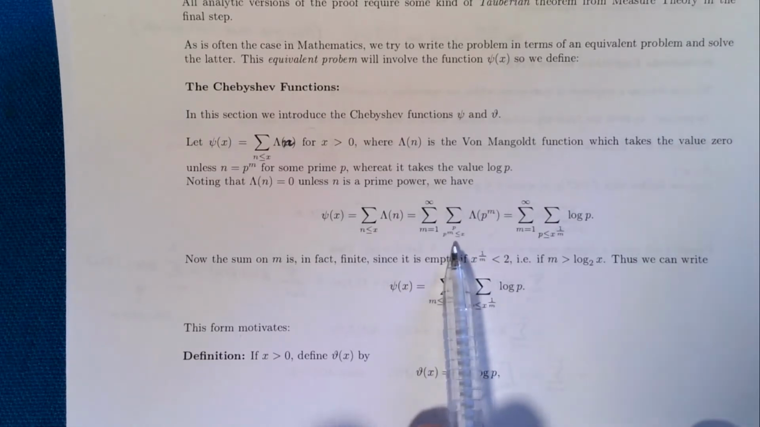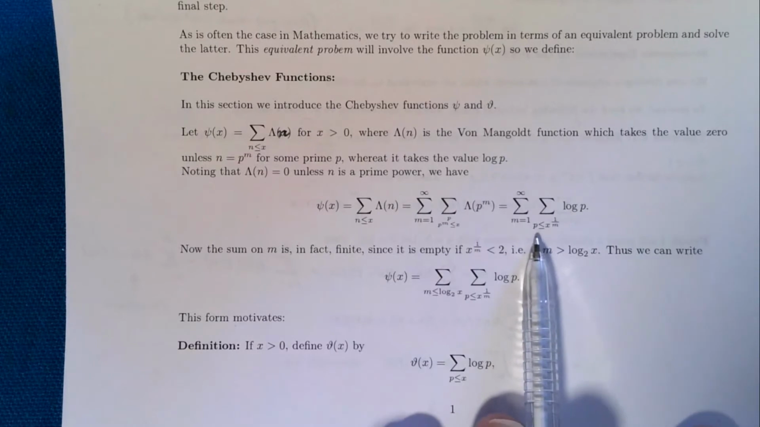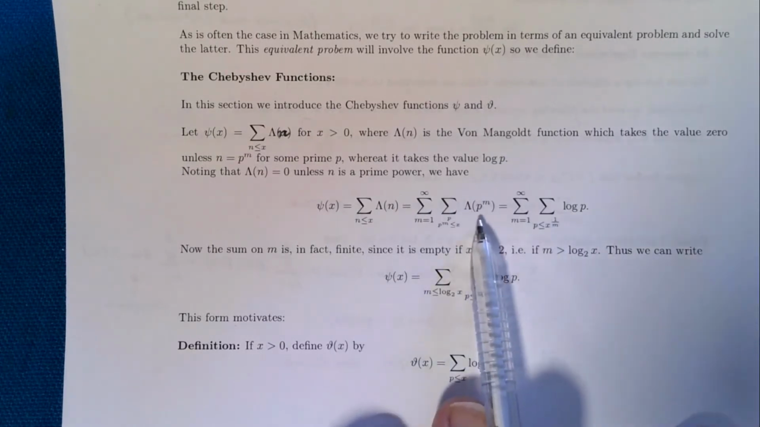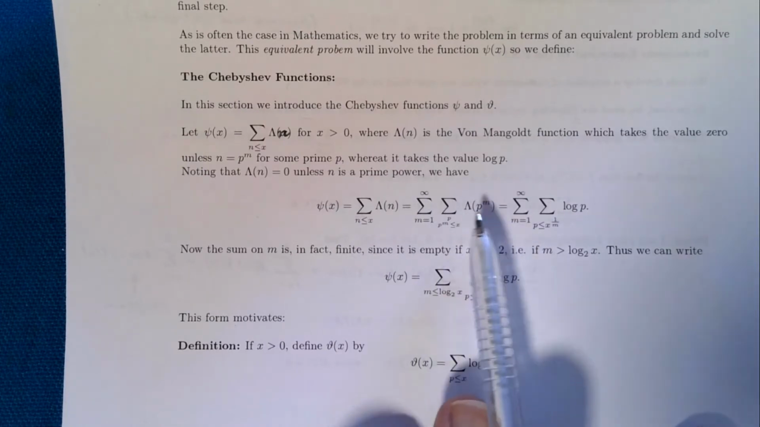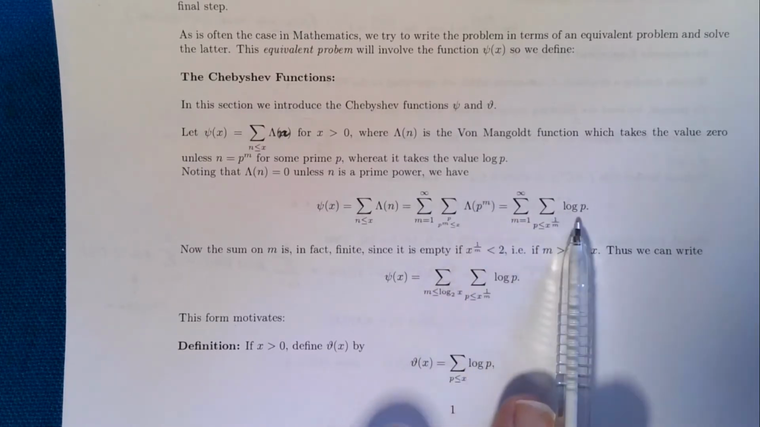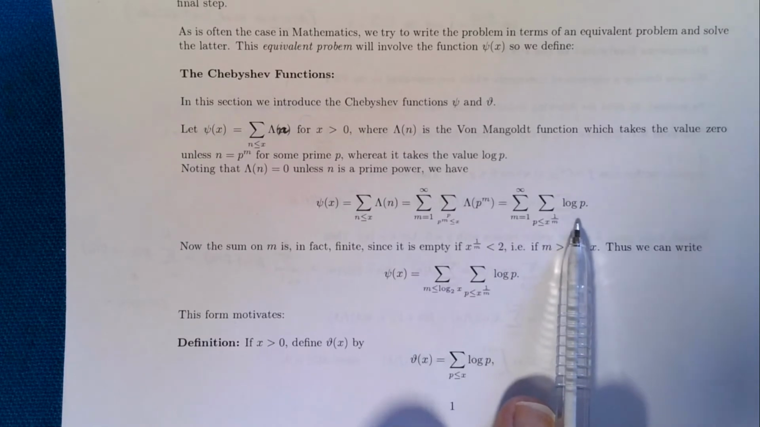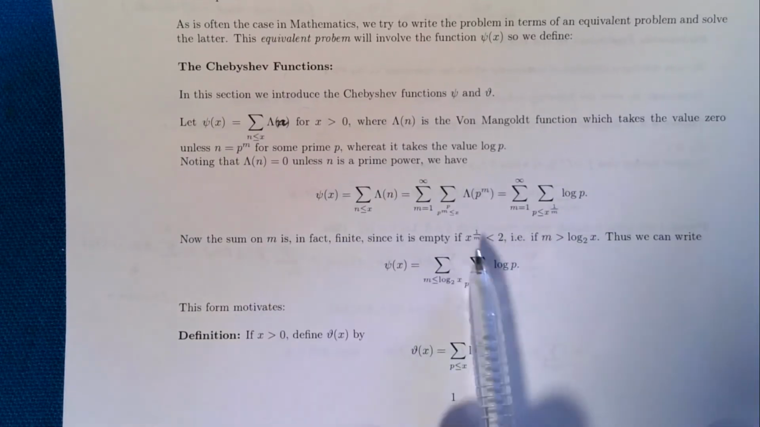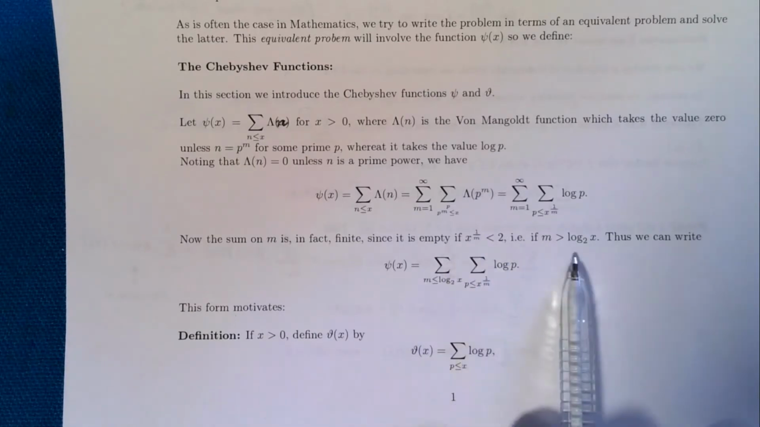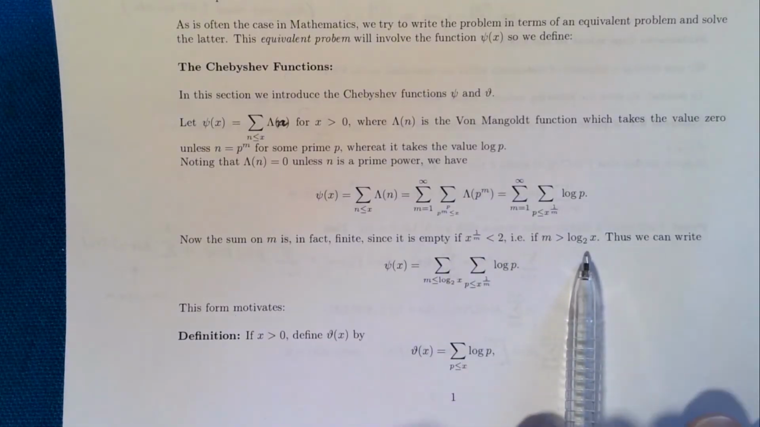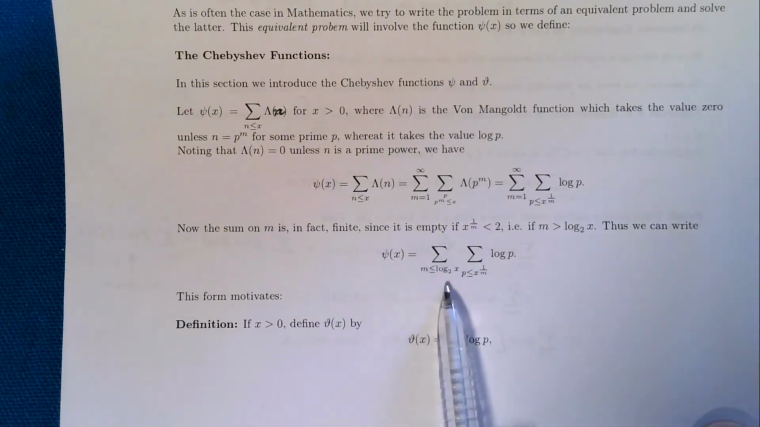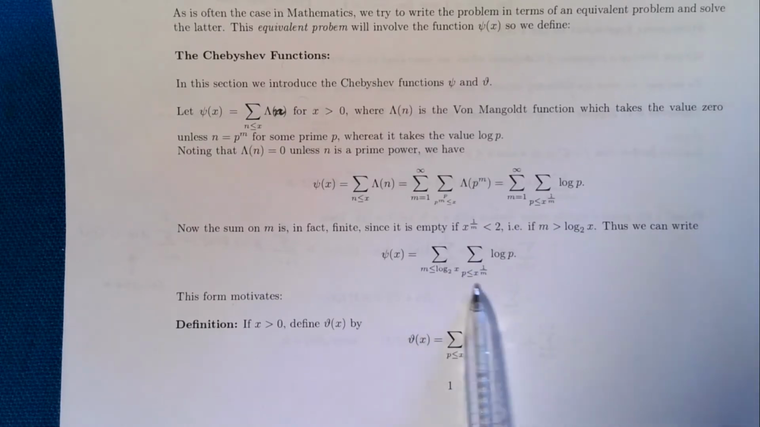And that's equivalent to saying p less or equal to x to the 1 over m, log p, because if you've got a prime power, the von Mangoldt function of p to the m is just log p. So this sum on m, as I said, is in fact finite, since it's empty if m is bigger than log of x to the base 2. And so we can rewrite this as the sum over m less or equal to log base 2 of x, sum over p less than x to the 1 on m, log p.